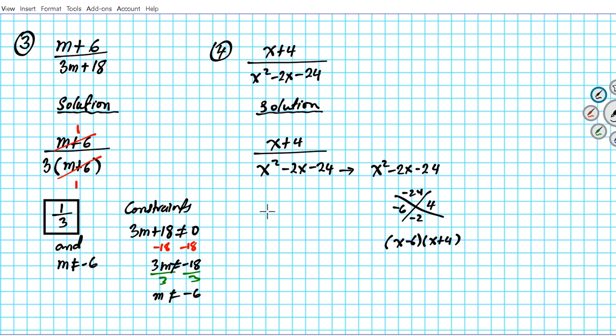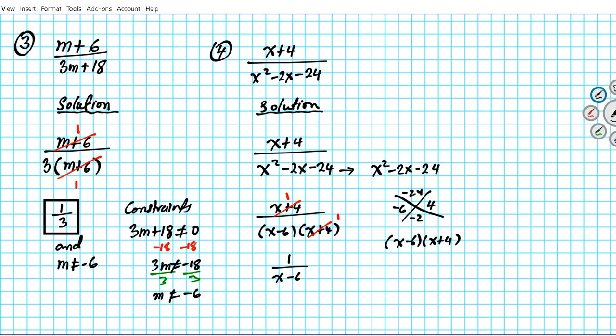All right, we put that back in here. So we have in the numerator x plus 4, the prime linear binomial, over the denominator in factored state, x minus 6 times x plus 4. What do they have in common? x plus 4, divide that out. And you have your simplified form is 1 over x minus 6.